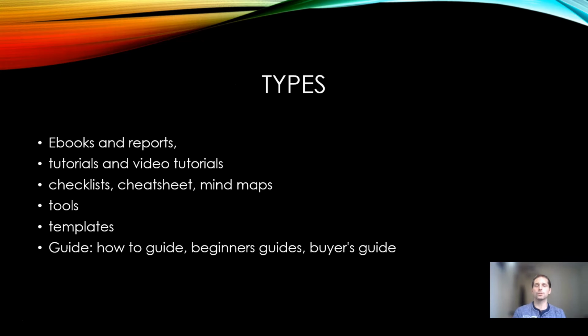And what are the most important types of lead magnets? We'll have mainly 2 types that are the most common and the most important ones. Those are the ebooks and reports and the tutorials and video tutorials, especially for example on YouTube, of course. And then we have checklists, cheat sheets, mind maps, tools, templates, any kind of guide like how-to guide or step-by-step guide, beginner's guide, buyer's guide, any kind of guide.